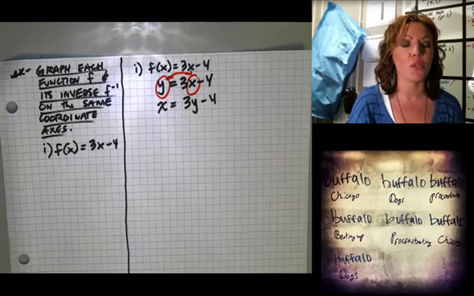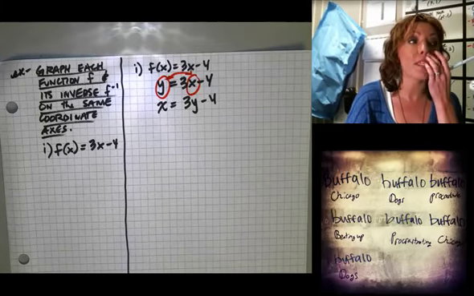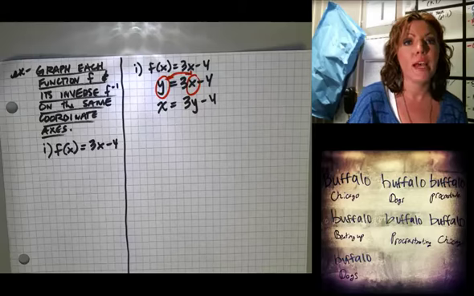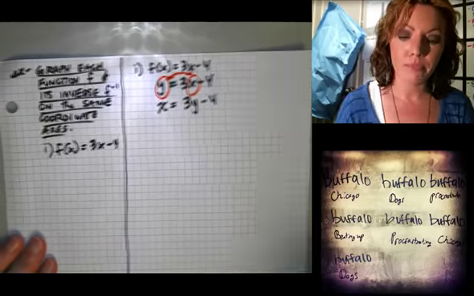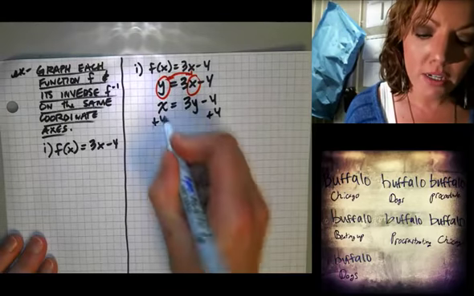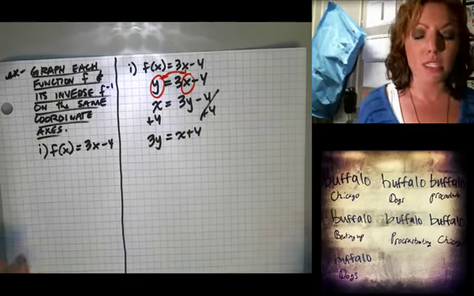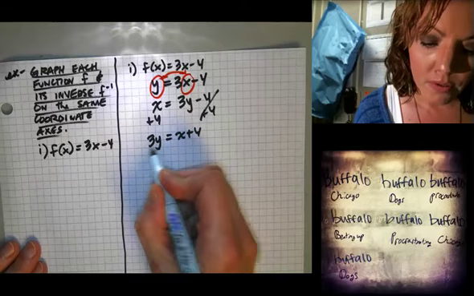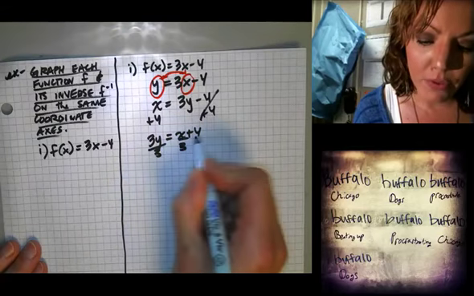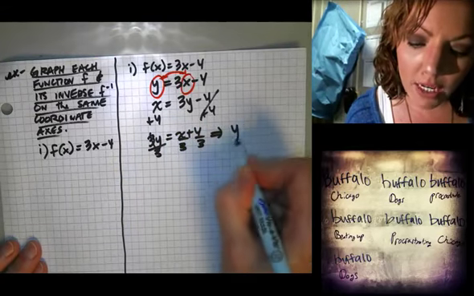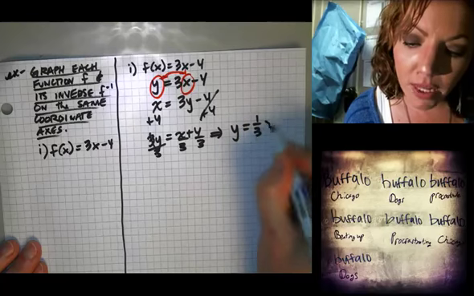Okay. Now, what do I do next if I want to get y by itself? Add 4 to each side. Good. Add 4. So I'm going to switch it around. 3y equals x plus 4. And then, what's the last step? Now you divide by 3. Excellent. Divide by 3. So I get y equals 1/3 x plus 4/3.